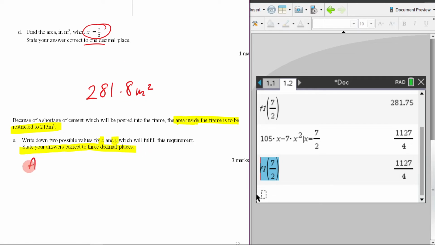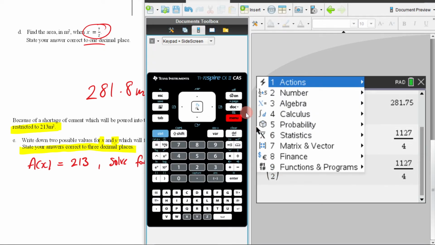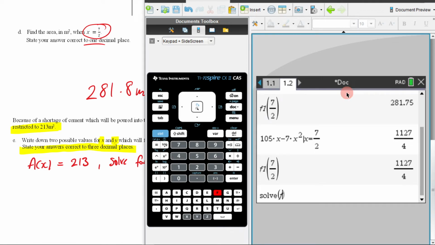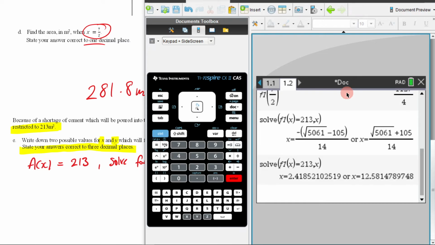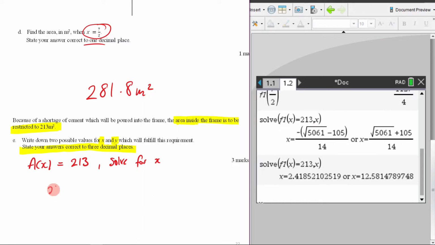So what it's saying to me is that the area has to be equal to 213. I need to solve this for x. To do this, I just come here, I go menu, I go algebra, I go solve. I'm solving for when f of x is equal to 213 for the x values, and that gives it to me as exact values. If I hit control then enter, I get that. So that means I'm going to get x is equal to 2.416 because I'm rounding to 3 decimal places, or x is equal to 12.581.